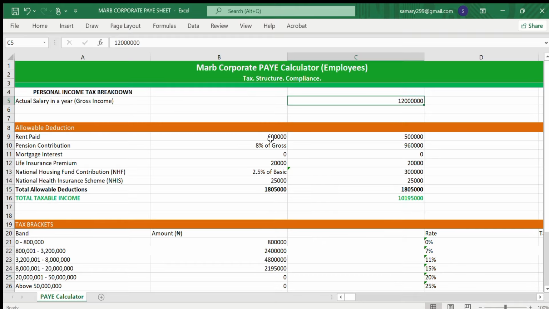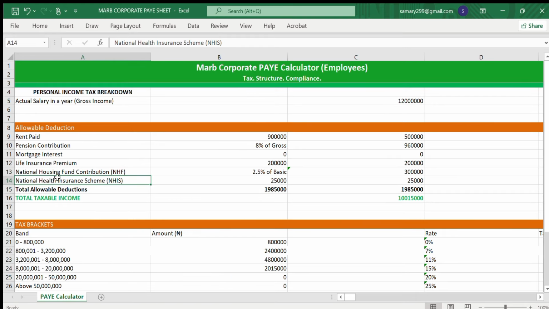So of course, your rent too, you cannot be living in a house of, let's say, 600,000 at the end of the year. So maybe it has increased to 900,000. You see, this net will not change from 500,000. Pension contribution is still 8% of your gross. You see, it has increased to 960,000. Mortgage, no. Insurance, maybe you have increased your insurance to, let's say, 200,000, right? Then your housing fund still remains 2.5% of your gross.